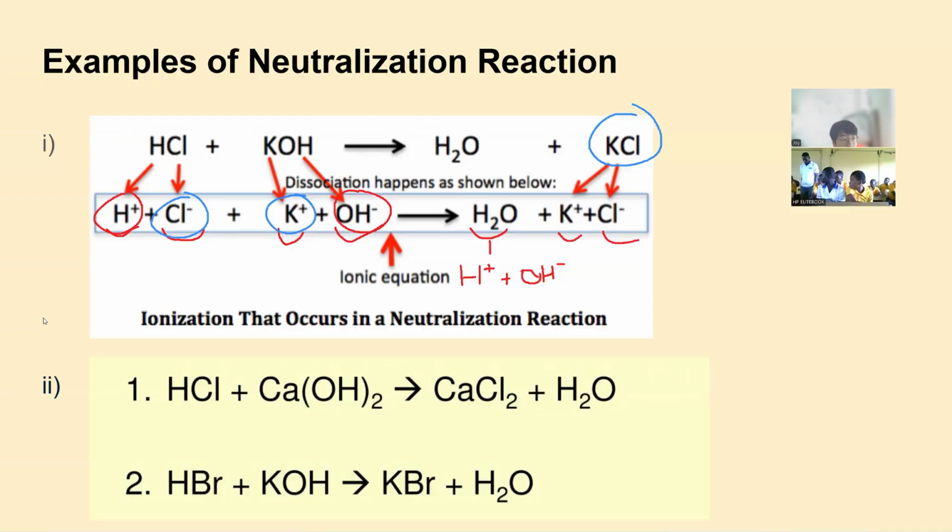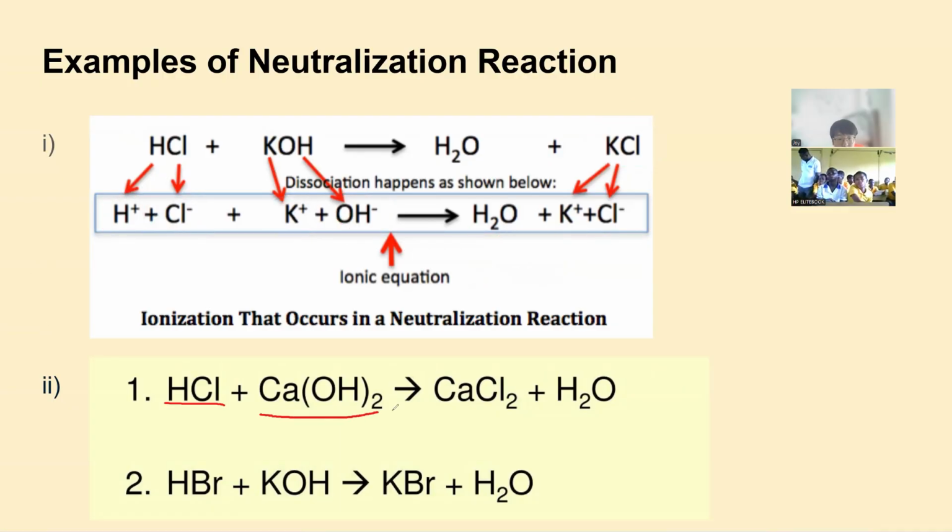And then we can look at more examples here. HCl and Ca(OH)2 turns into CaCl2 and H2O. And I hope you guys can see this. HBr plus KOH turns into salt. Here in this case, it's KBr and H2O.